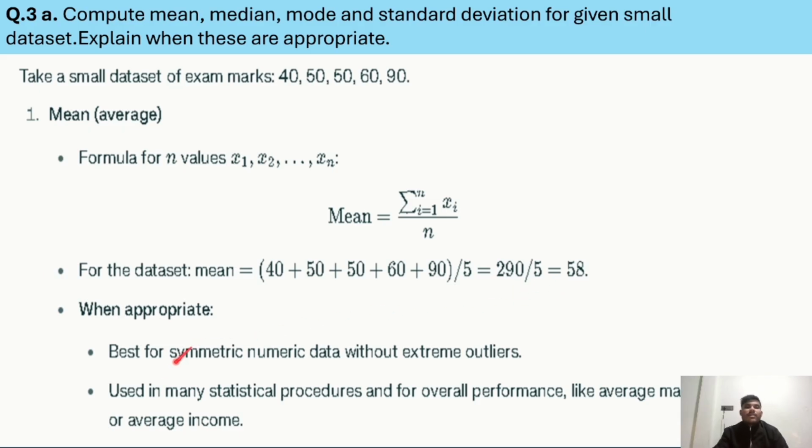When appropriate: best for symmetric numeric data without extreme outliers, used in many statistical procedures and for overall performance measures like average marks or average income.